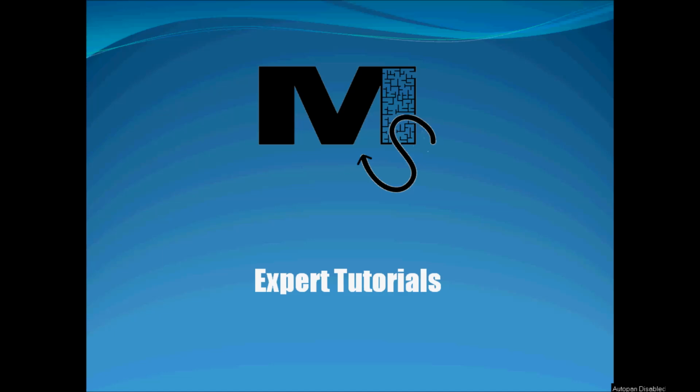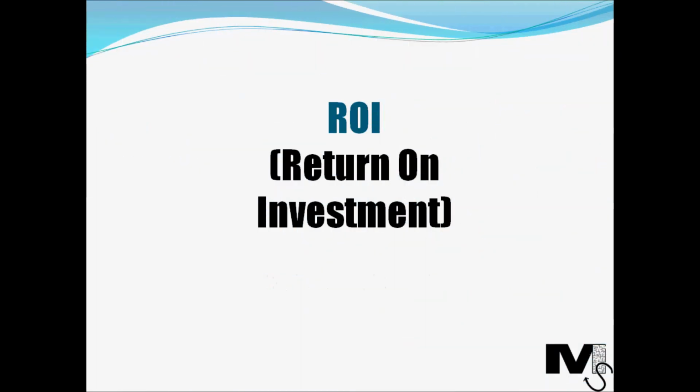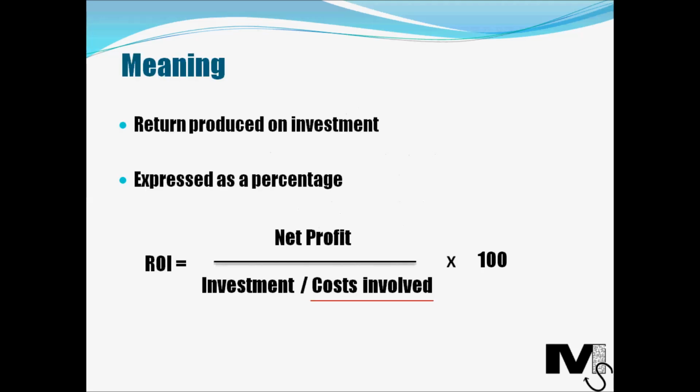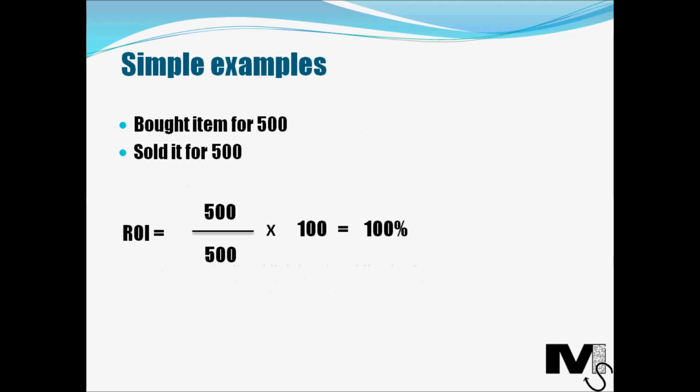Simplifies Tutorials. In this tutorial we'll be looking at return on investment, or ROI as it's popularly known in the business world. Now, return on investment is, in its simplest possible way, the return produced on any investment. It is expressed as a percentage, and it's calculated as net profit divided by your investment, or basically the costs involved, into 100. The words "costs involved" are underlined here for a reason, and you'll know that later. Now let's take a look at some simple examples to clarify this for you.